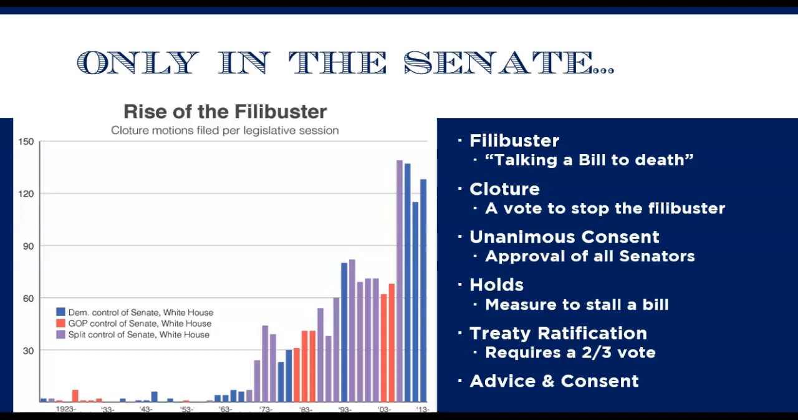Then you have advice and consent. Basically, it's another way to say confirming a presidential appointment. If the president were to appoint a new education director, or Supreme Court justices, advice and consent is what the Senate uses to confirm those people. And there has to be a majority vote on that.